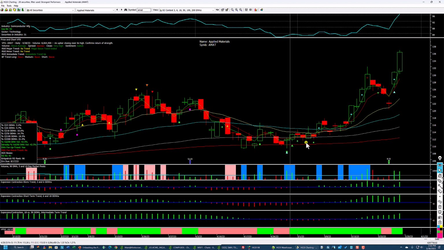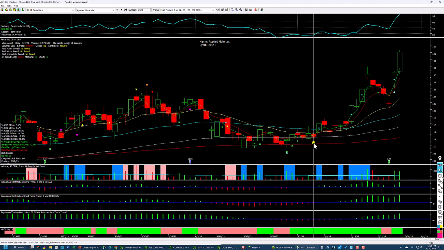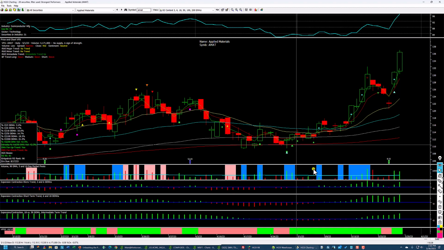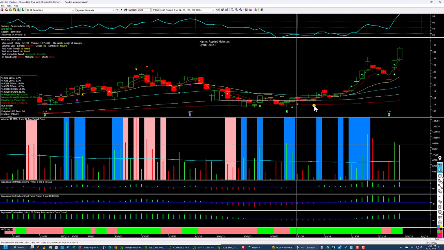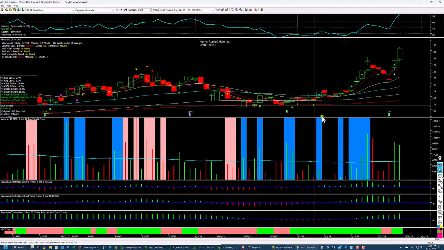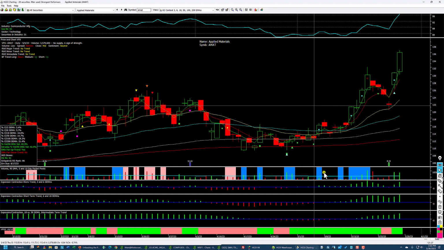Then there was a digestion period. There is a no supply at this point. Why? Because look at that volume bar on the no supply. There's no selling. And then what happened the next day? Volume came into it.